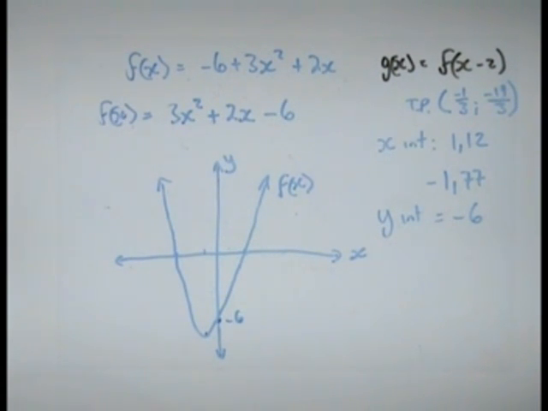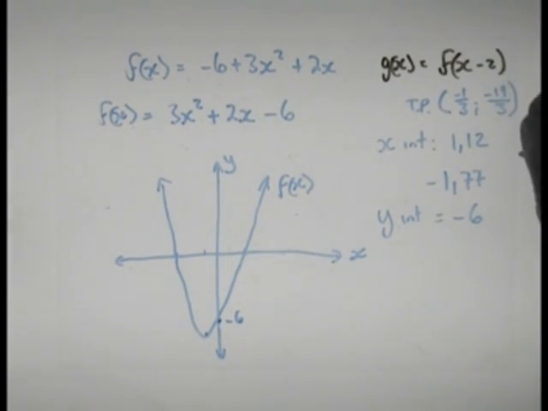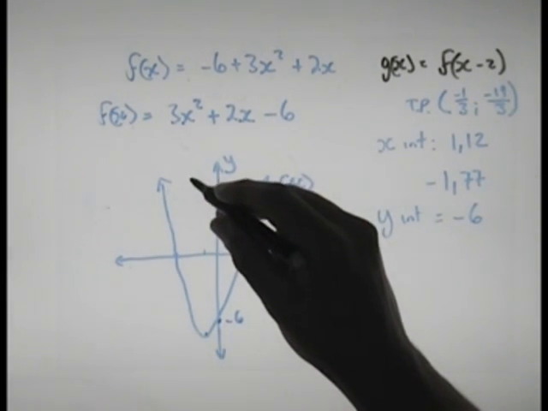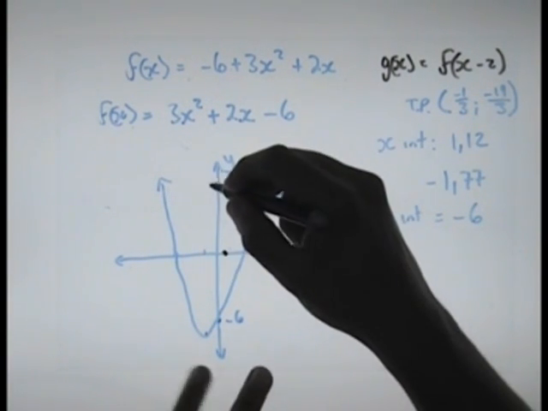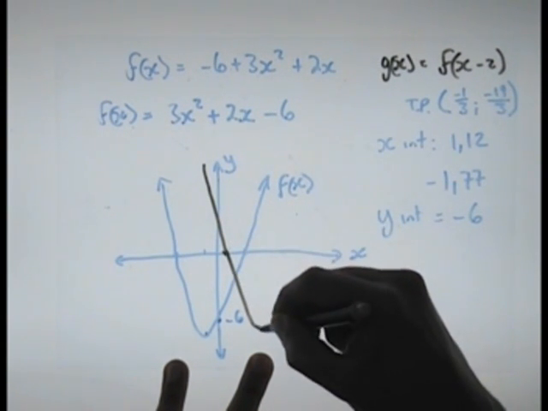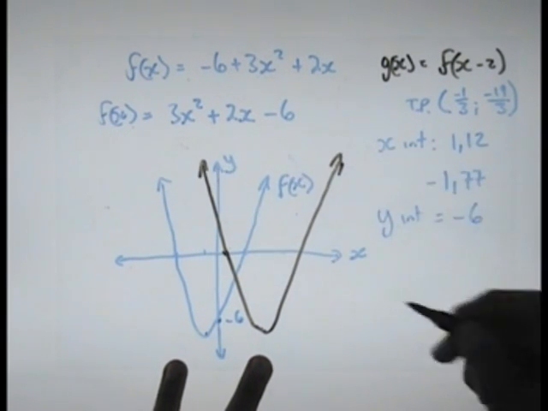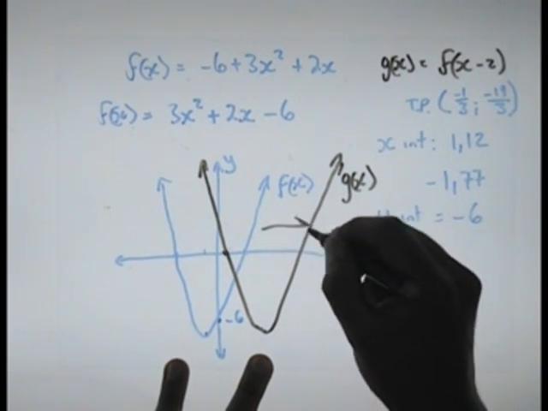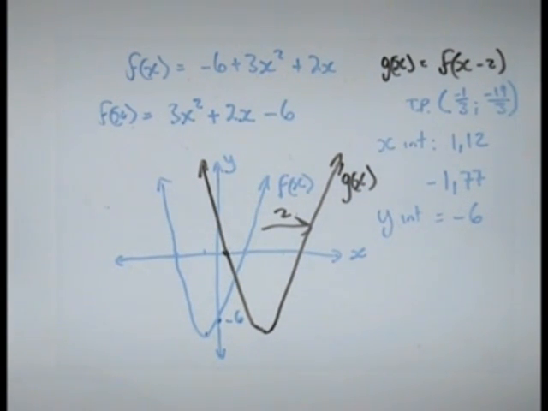Now we are going to look at sketching the graph g of x. Although we don't need to do any calculations at all to sketch this graph, g of x is equal to f of x minus 2, which means that we are taking our f of x graph and we are shifting it 2 units to the right, which means that it's going to be the standard graph like that, and it's going to look like that. And that is the graph g of x. All that's happened is it's moved 2 units to the right because it was f of x minus 2.